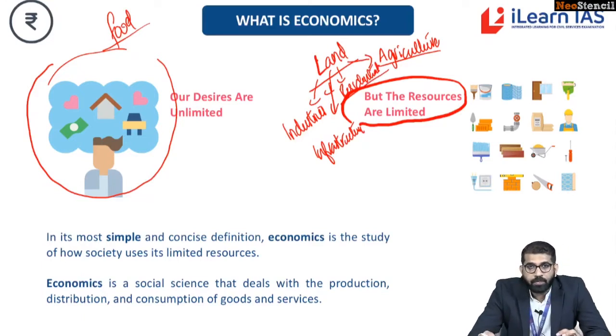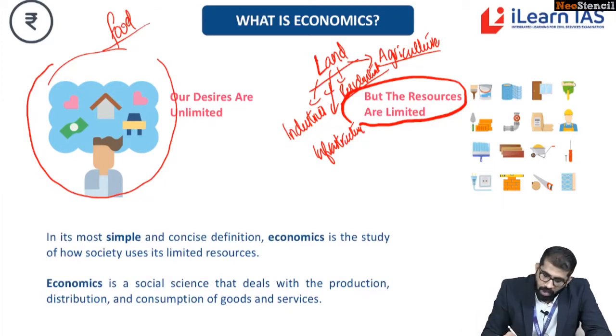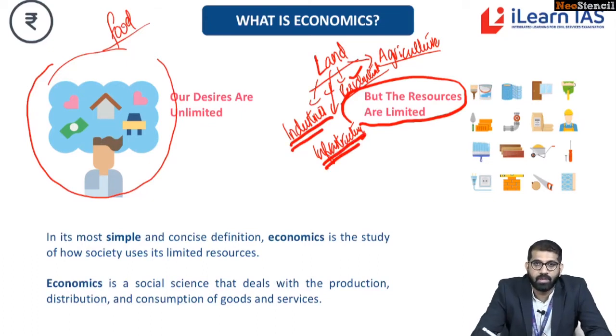So a particular resource such as land, which is limited in nature, has multiple uses, such as agriculture, residential units, industrial units, infrastructure, etc. Now, how do we allocate our limited land for these unlimited needs? Because you require residence, all these things that we have mentioned here are required by us. These are all our needs.